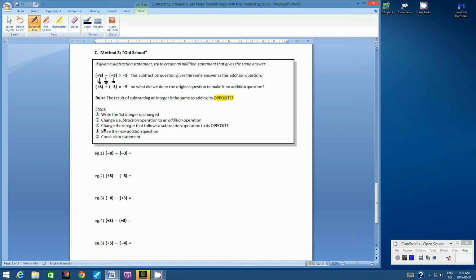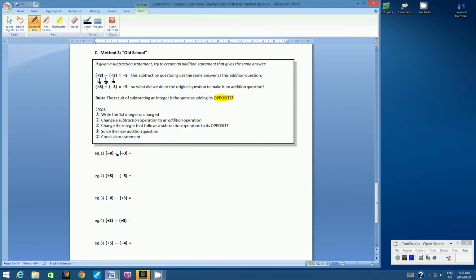So the steps. Step 1, write the first integer unchanged. We're kind of used to that, aren't we? Step 2, change a subtraction operation to an addition operation. Step 3, change the integer that follows a subtraction operation to its opposite. Step 4, solve the new addition question. Step 5, conclusion statement. So this is what you need to show me for these solutions.